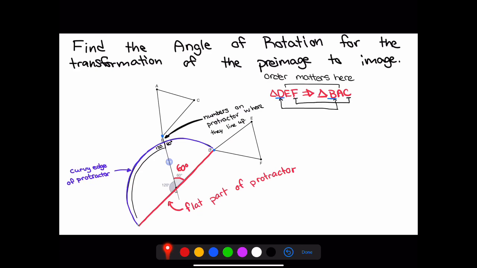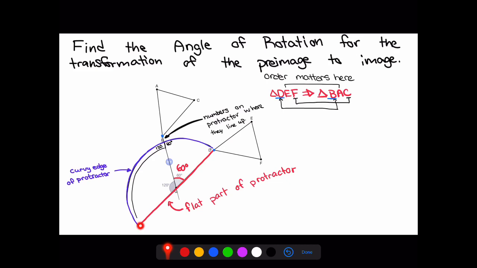Now, when it comes to something like this, you're going to read that angle measure. And when you read that angle measure, it's going to give you two different numbers, either 120 or 60. Now we have this curved part here that we're going to be checking. This curved part is going to have all those numbers on it. So I look at my angle, and we have to determine whether this is 60 degrees or 120 degrees. To do that, just think, is this an acute angle or an obtuse angle? Obviously, this is an acute angle, so we can automatically say this is 60 degrees.